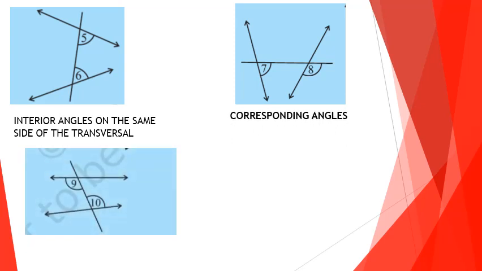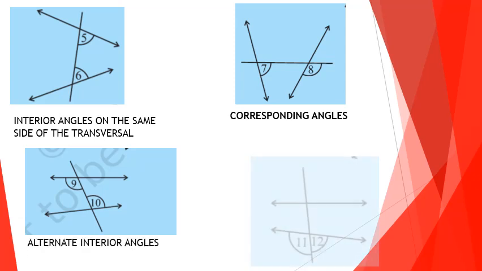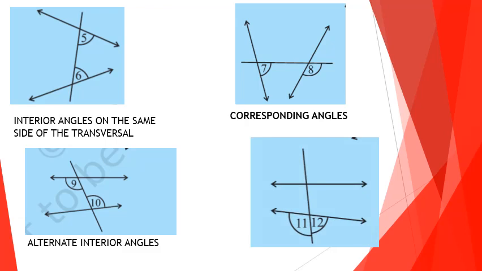And what about this pair? It is the interior angles and they lie on the opposite side of the transversal. So what is the name of this pair of angles? Yes, it is alternate interior angles. And what about these two angles? These are the exterior angles.